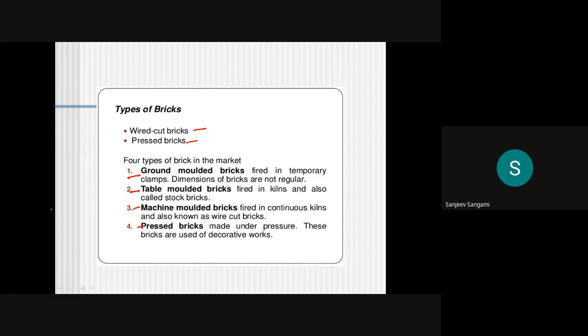Then table molded bricks are fired in a kiln process. You already know that kiln, it is how the cement is produced, the same type it will be done. They are also called stock bricks. The machine molded bricks are fired in a continuous kiln and are also known as wire cut bricks. They are properly cut with the help of machines. Then the pressed bricks are made under pressure, pressed by applying some pressure onto the top. These bricks are used for decorative works.